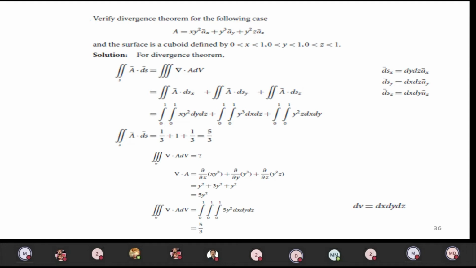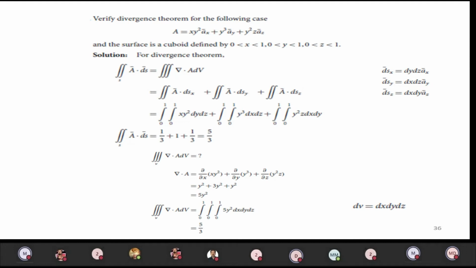Dy, dz, ax. So in the vector, we have the ax component, and in this dsx we have ax. Both will get the dot product, so the rest of the terms will be 0. So only for the A vector dot dsx, we get xy square dy dz. The limits I have to substitute: what is the limit for y? It varies from 0 to 1. Similarly for z, it varies from 0 to 1. That's what I substituted.